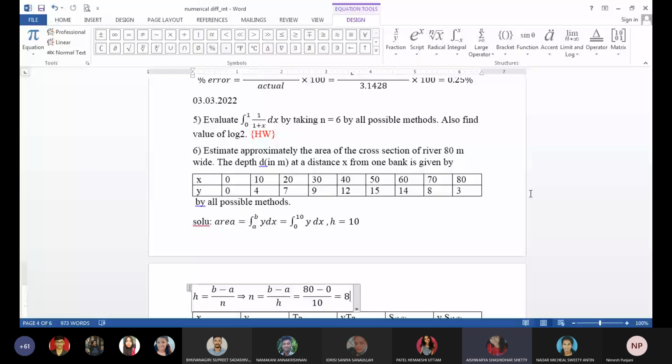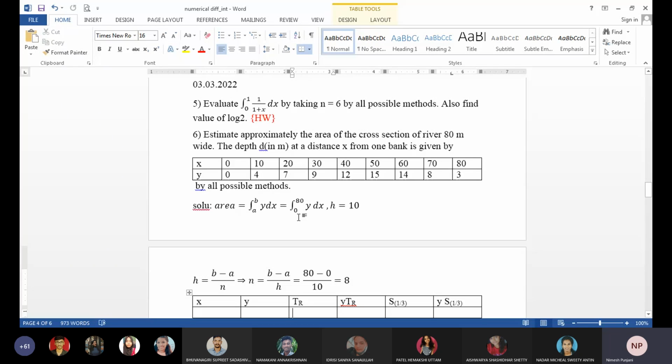सर आपने b का वैल्यू ऊपर 10 लिया और नीचे 80 क्यों लिया? Oh sorry, ऊपर गलत लिखा मैंने, last वाली है ना, ऊपर it is 0 to 80. That is integration 0 to 80. Thank you for pointing out that thing.